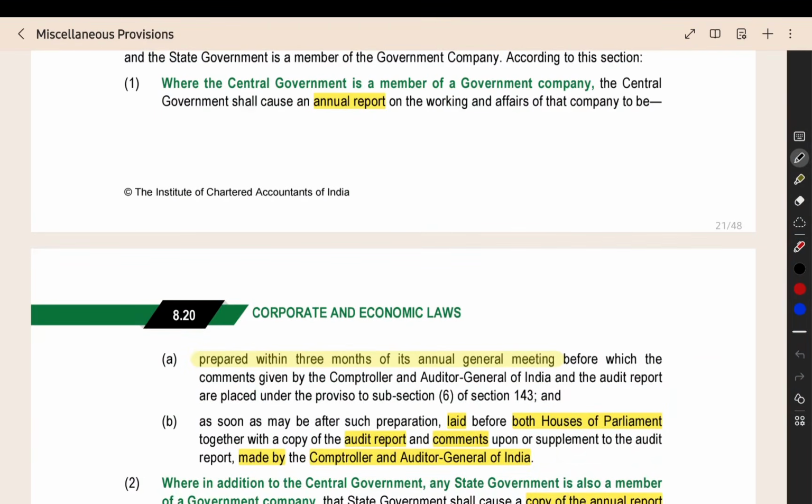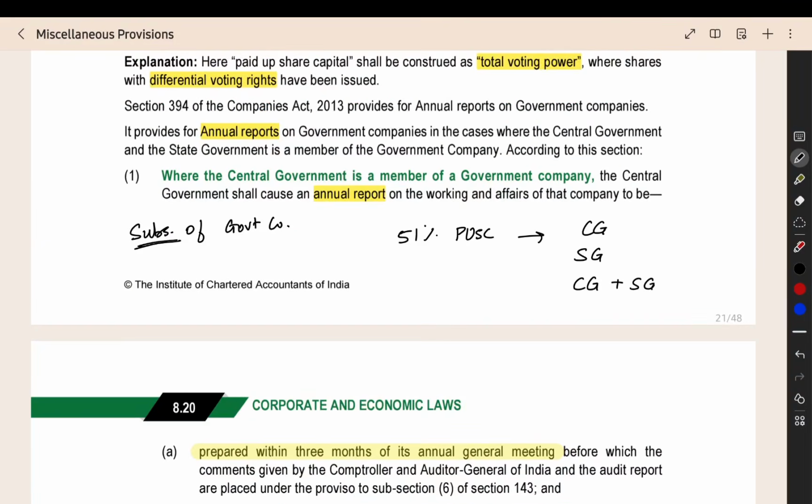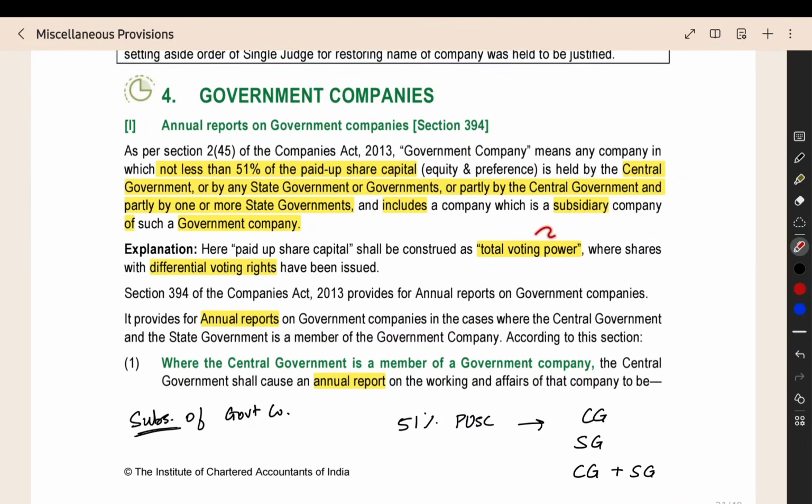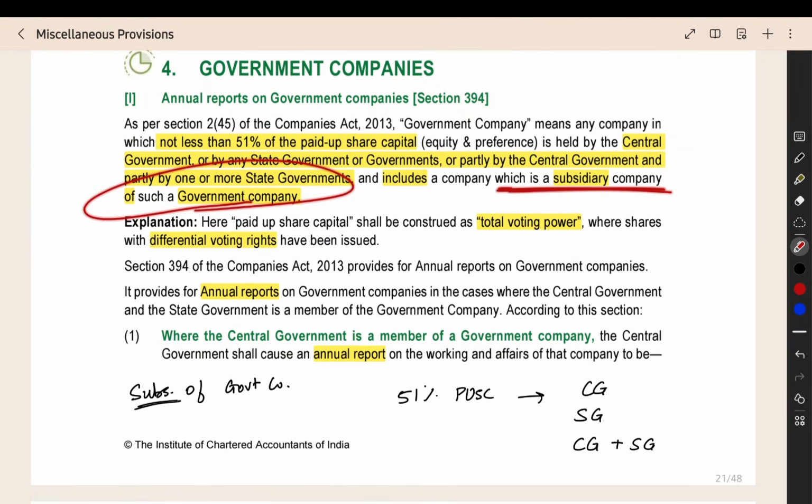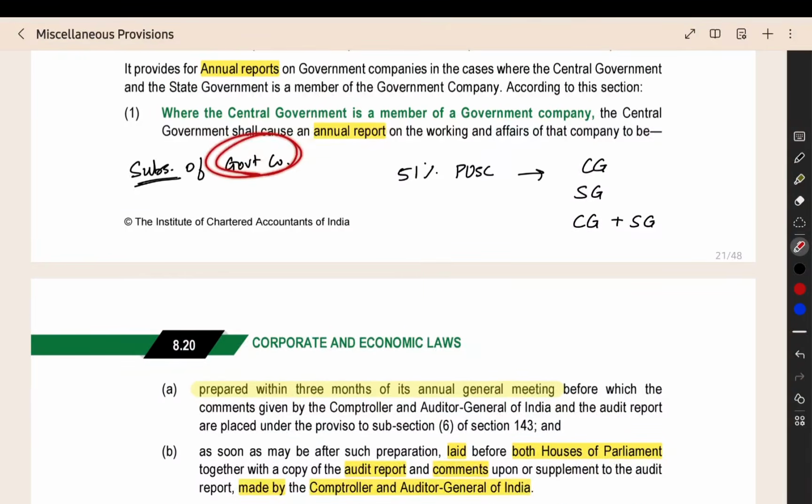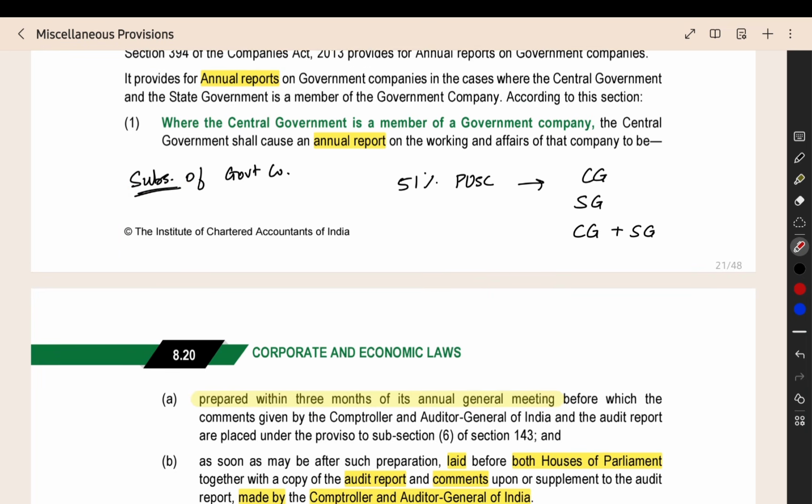So 51% of the paid up share capital should be owned by the central government alone or state government alone, or partly by central government and partly by the state government. This is the first category. Second category: if you are a subsidiary of a government company, then this subsidiary will also be covered under the term government company, which includes a subsidiary company of a government company. The main government company is a government company as per this qualification. Then the subsidiary will also be considered as a government company.